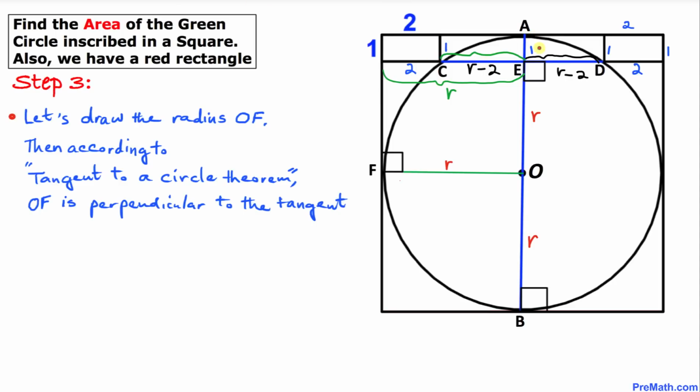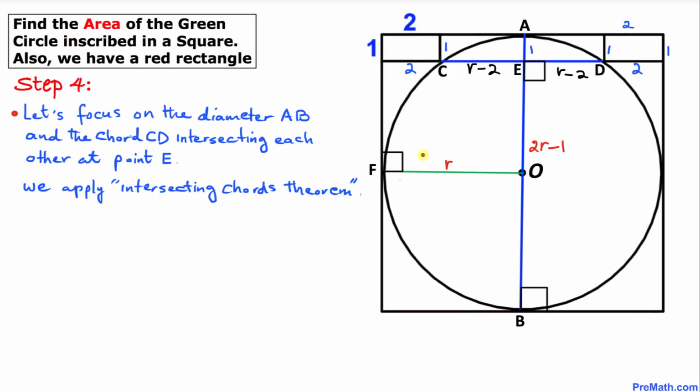And we know that the diameter AB of this circle is going to be 2R, isn't it? This is 2R. So the length of this part, EB, is going to be simply 2R minus this part, minus 1.